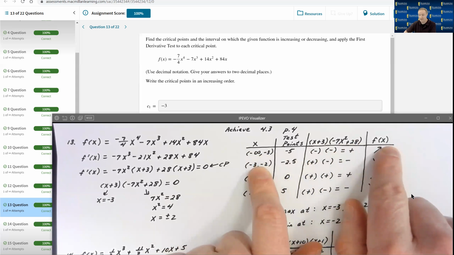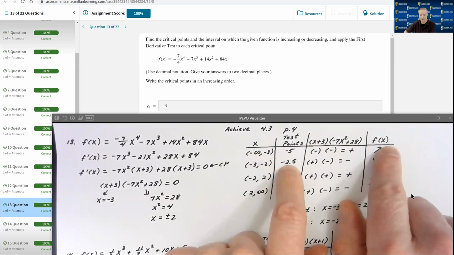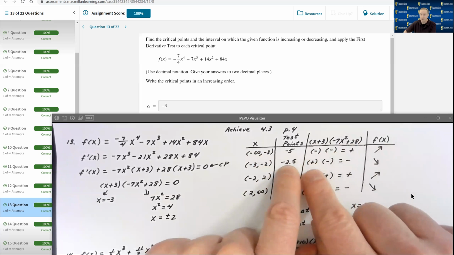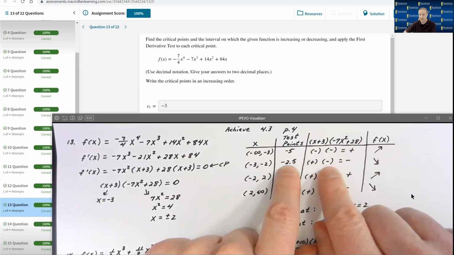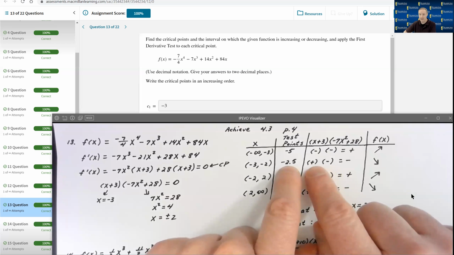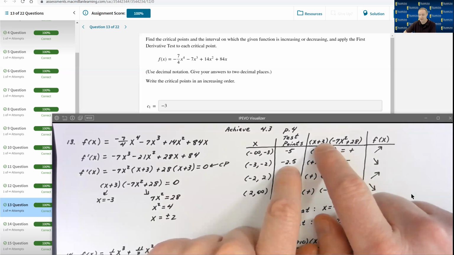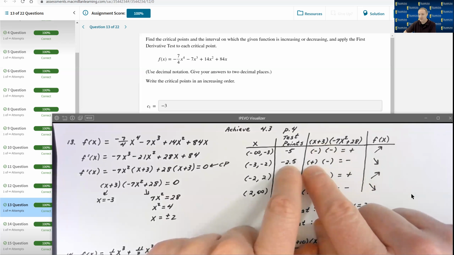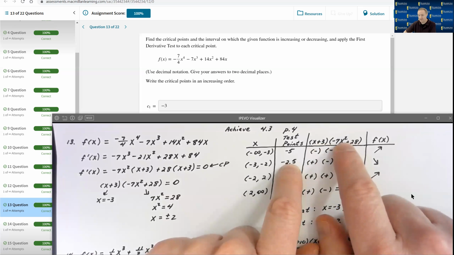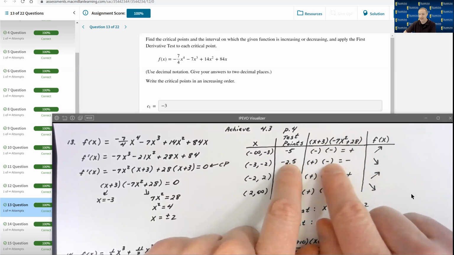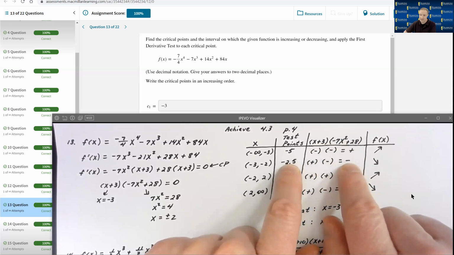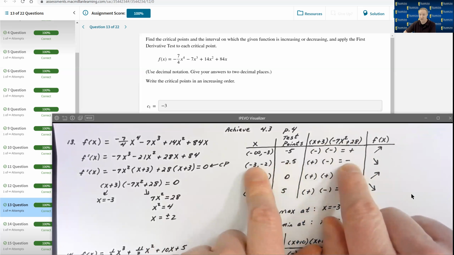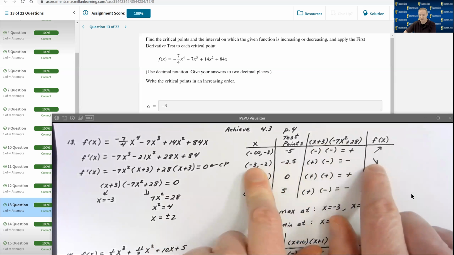Now, what about my next region? Between negative 3 and negative 2, I'm letting negative 2.5 represent that area. When I plug negative 2.5 into the first factor, negative 2.5 plus 3, that's going to be a positive. When I plug negative 2.5 into my second factor, it would give me a negative. Positive times a negative is a negative. Since my derivative is negative in this region, I know my function is decreasing in that region.